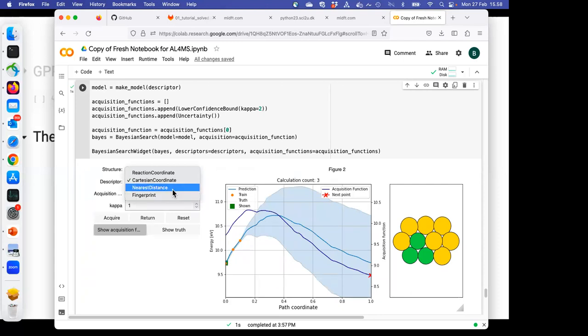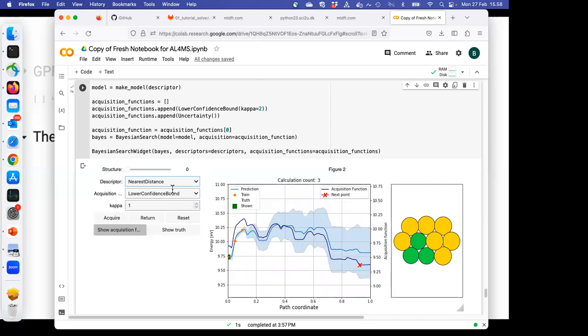That's not a good one. I'm looking for one where there's a difference in where I would go depending on whether or not the energy is included. Yeah, so let's take this one. Here it says you have a low energy over here according to the prediction, and you have a decently high uncertainty, so that's where we would go.